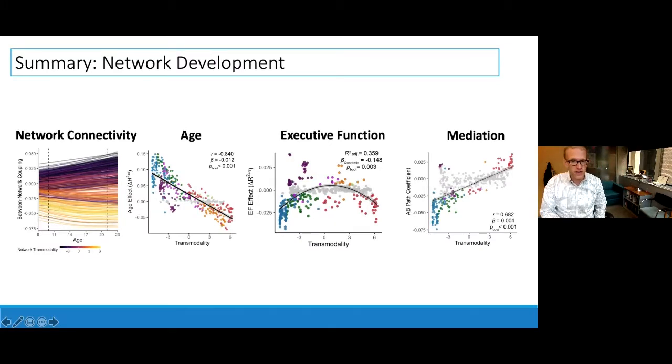So if you pull all this together, between network coupling in individualized multi-scale networks is higher in sensorimotor networks than in association networks, and this divergence increases with age. Specifically, age effects are strongly associated with the network's position on the Sensorimotor-Association axis, with sensorimotor networks integrating, as you can see here, whereas association networks tend to segregate. In contrast, executive function had a distinct pattern, leading to dissociable mediation effects, with normative segregation of association networks being associated with development of executive function, whereas the integration of sensorimotor networks tends to suppress the development of executive functioning.